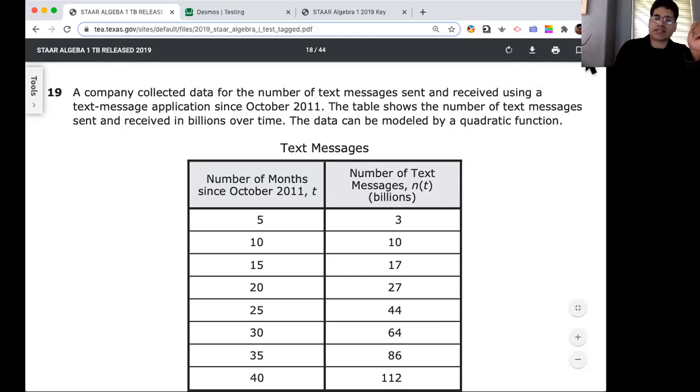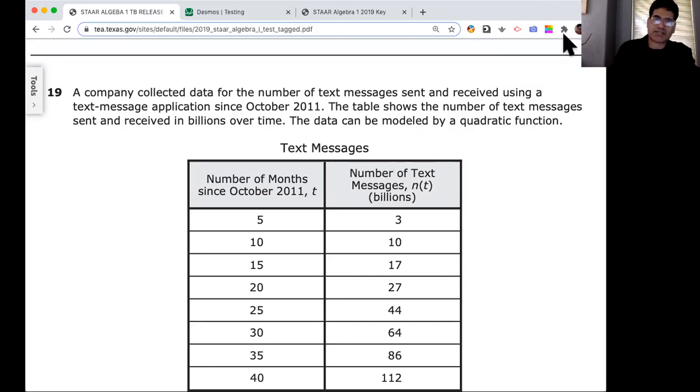A company collected data for the number of text messages sent and received during a text message application since October 2011. The table shows the number of text messages sent and received in billions over time. The data can be modeled by a quadratic function. Not a quadratic function, okay?